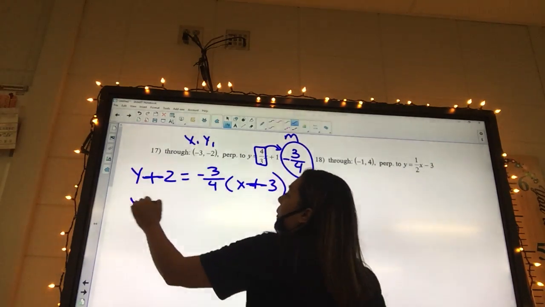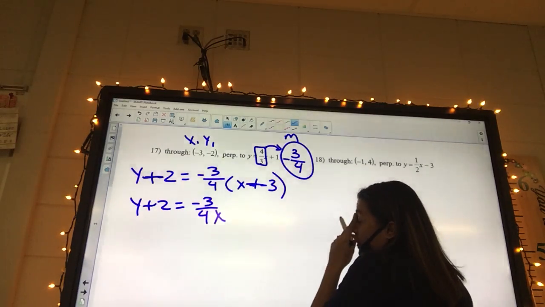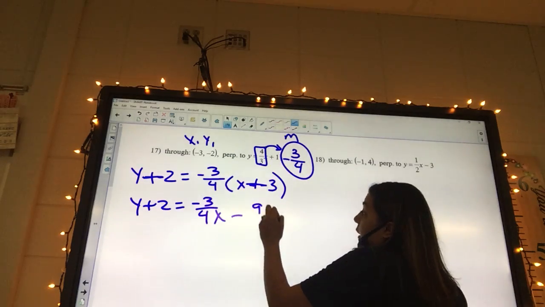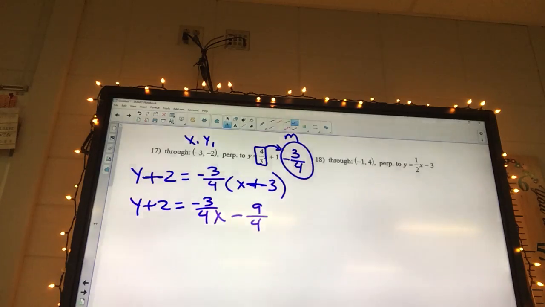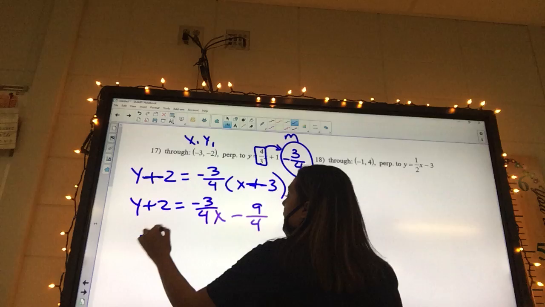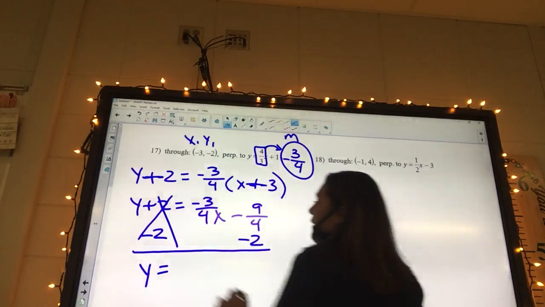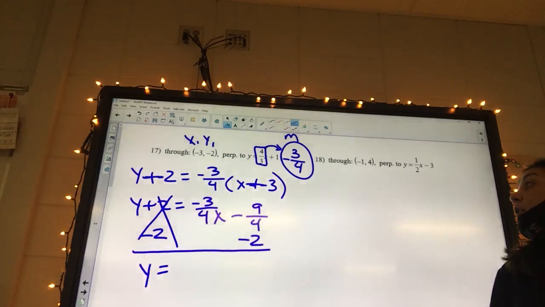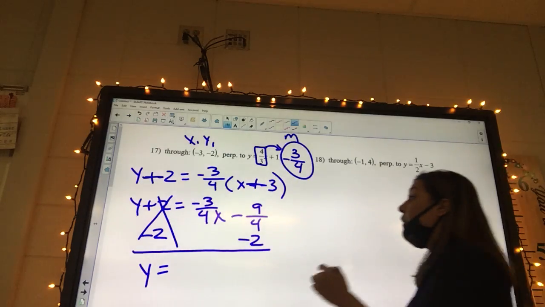Okay, so it's going to be y plus 2 equals negative 3 over 4 x, and negative 9 over 4. And then we have to subtract that 2. Yeah, you got it right. Okay, subtract 2 from there. Say minus 2. Negative 9 over 4. I think it'd be 17.